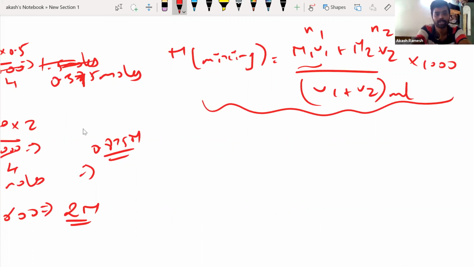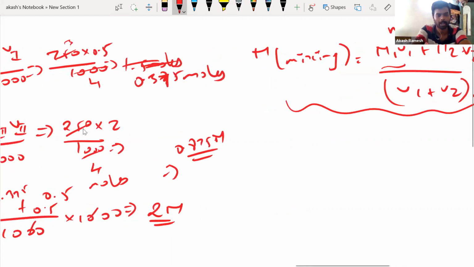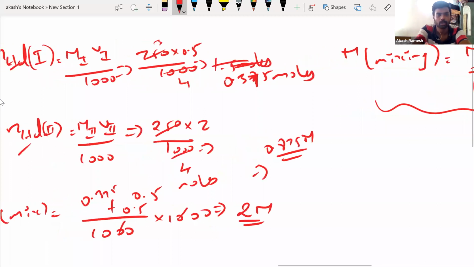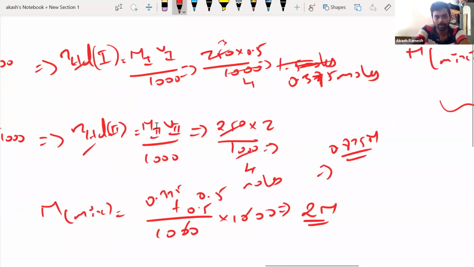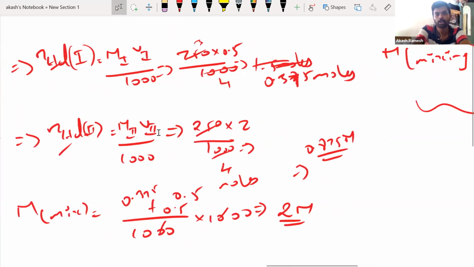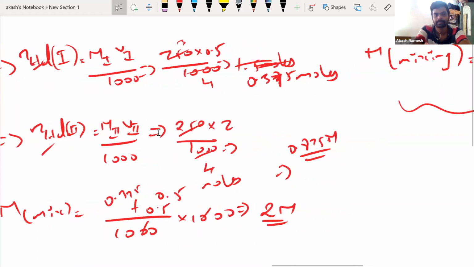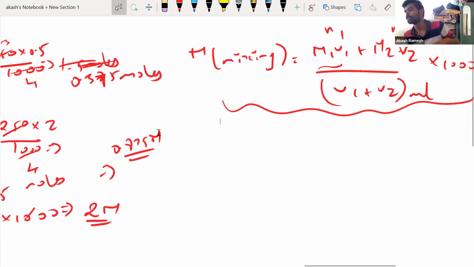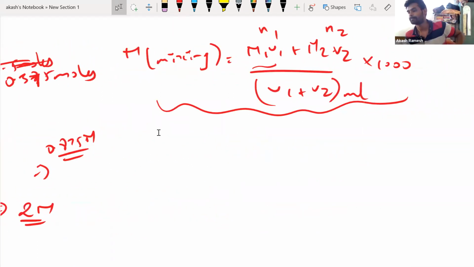Okay, whenever these kind of questions come to you, you can remember this formula, or you can go by the logic. Logic is basically number of moles will get added up, volume will get added up. So you calculate number of moles using the molarity equation, again number of moles from the second equation, and then you substitute it. Either way, you're going to get the same answer. Right? Cool.